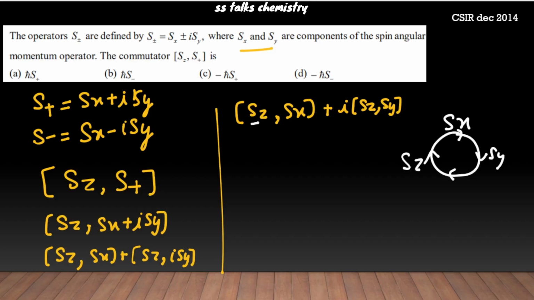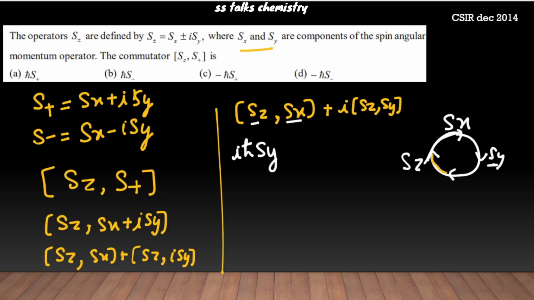Now from z we are going to x, so what is left is Sy. In the clockwise direction we are going, so iota h cut will come with that. Okay, now next it is Sy, Sz and Sy.